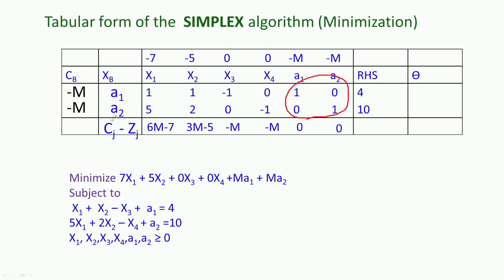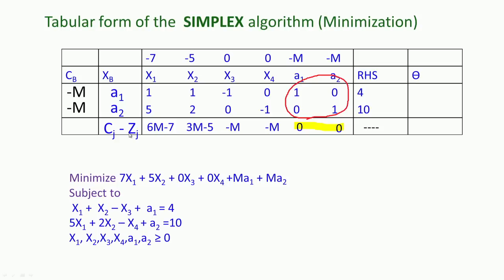The basic variables will always have 0 value for Cj minus Zj. Now the value of the objective function is minus m into 4 plus minus m into 10, which is minus 14m. But it is customary that you don't write it. You simply put a dash here when you have these artificial variables in the solution. After all, we don't want them, and therefore when they are there, we don't write the objective function value. We simply keep it as dash. So this completes part of the first one.